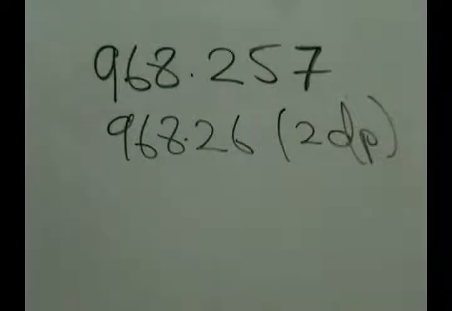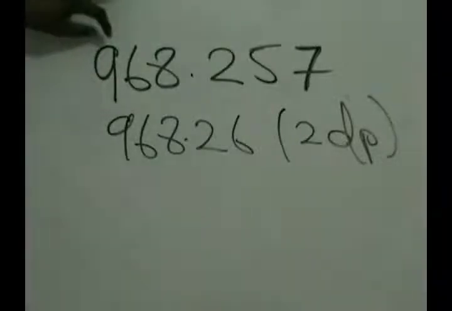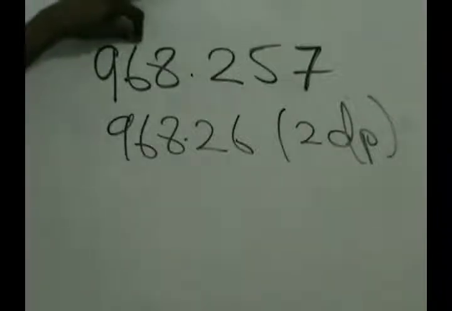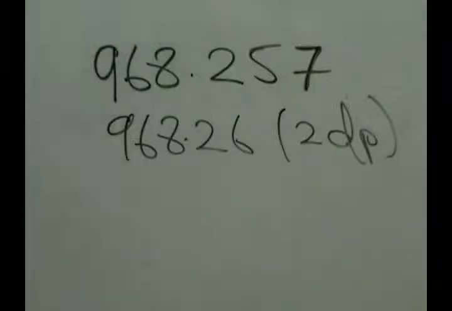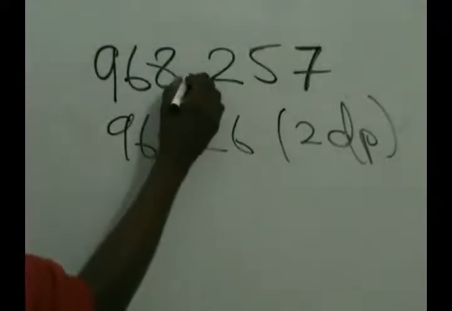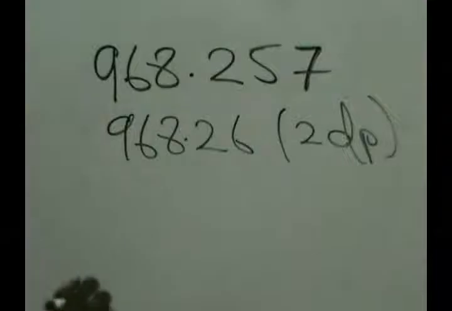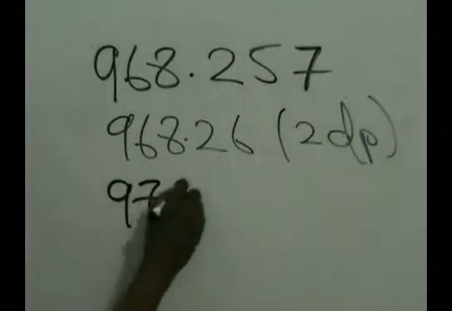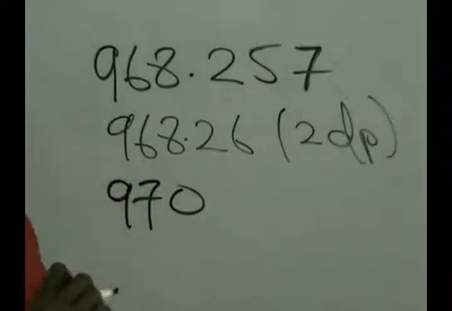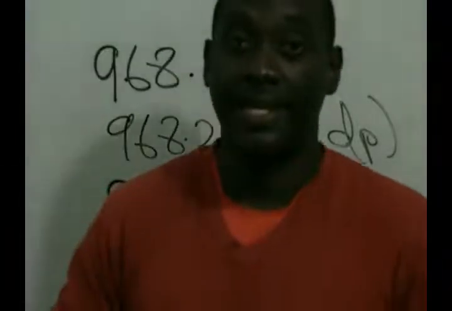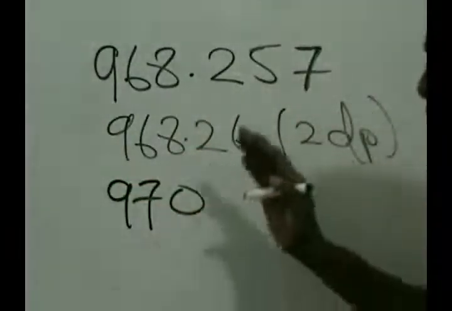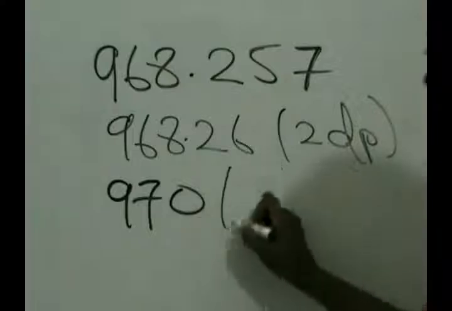Significant figures now. Your first significant figure is 9. Second significant figure is a 6. 6 followed by 8 will become a 7. So that 968.257 to 2 significant figures will be 970. And that's it. So again, in every case, the final answer is of the same order of magnitude, right?